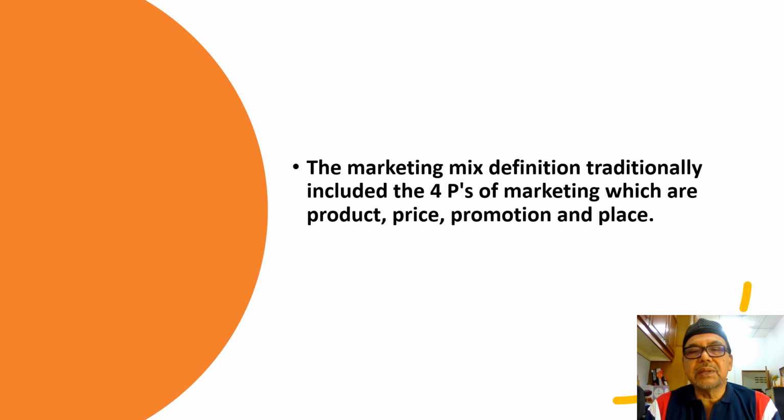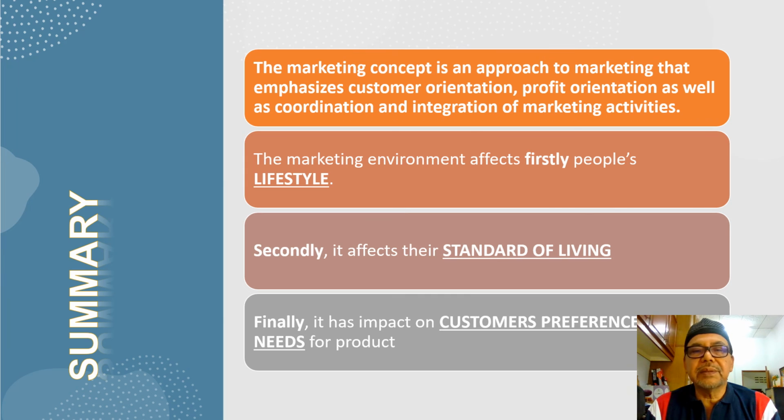Marketing mix definition traditionally includes the 4 P's. Okay, already explained. In summary, we already mentioned all these things: marketing concept, lifestyle, environment, scaling effects, standard of living. It depends where you want to sell your product, depending on the standard of living. Standard of living here means the income of the people. The standard of living of people in Kuala Lumpur is much higher than in Seremban or Kuala Pilah, let's say. So you must know the standard of living before you introduce or sell your product there.